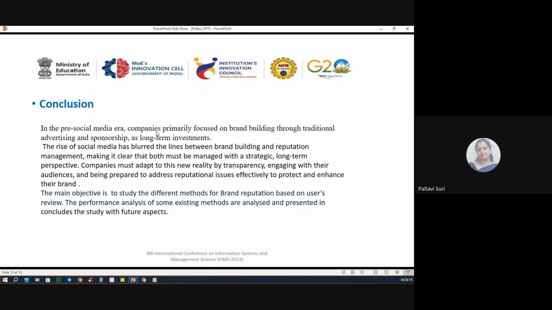In conclusion, I say in the pre-social media era, companies were primarily focused on brand building through traditional advertisement and sponsorship as a long-term investment. But the rise of social media blurred the line between brand building and reputation management, making it clear both must be managed with a strategic long-term perspective. The main objective of this paper is to study the different methods for brand reputation based on the user perspective, the performance analysis of some existing methods, and the analysis presented here.